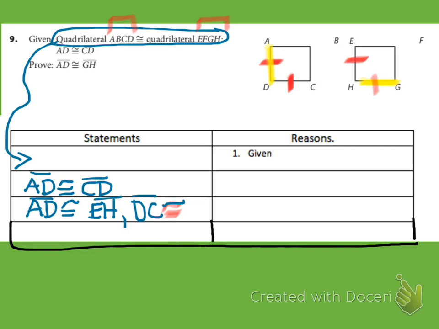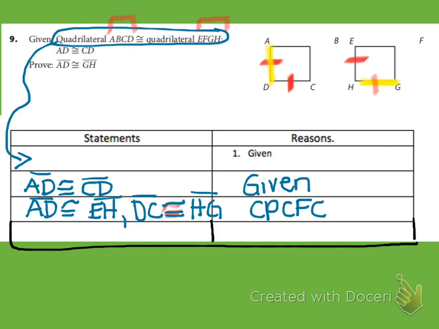So see, I know that AD and CD are congruent. That was given. I know that these two pairs of sides are congruent, amongst other things. There are lots of other things in these figures that I know are congruent because of the corresponding parts of congruent figures are congruent theorem. So I know AD is congruent to EH. I know DC is congruent to GH. And what I'm actually trying to prove is that AD is congruent to GH.